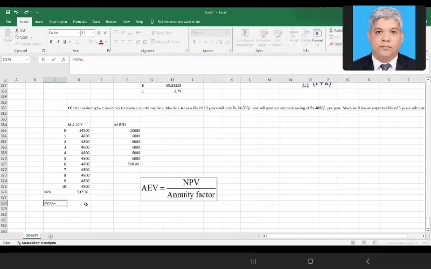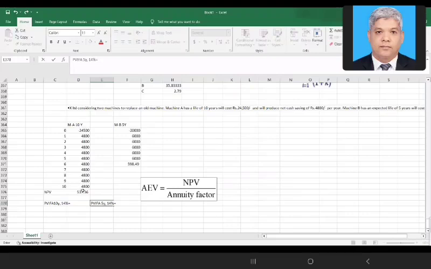So the rate is 14% for 10 years, right? So here it's going to be 10 years, 14 percent. Then you can see the annuity factor. At the same time, for project B, the present value interest factor annuity for 5 years and 14%. Definitely, it is going to be a lower value.